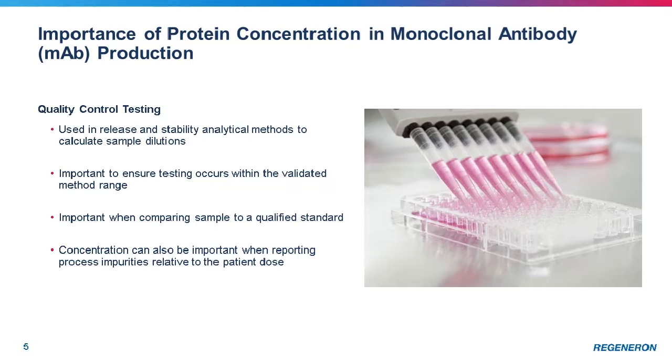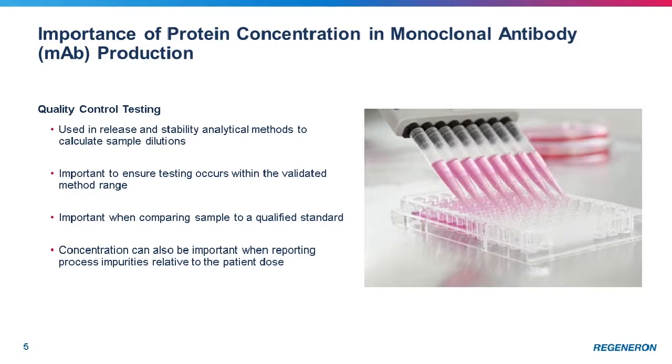In addition, it is important to ensure that testing occurs within the validated method ranges. This ensures that we have systematic controls in place to identify out of specification or atypical product. If we use the incorrect concentration, we risk operating outside of these validated controls. Certain assays can also be extremely sensitive to concentration.